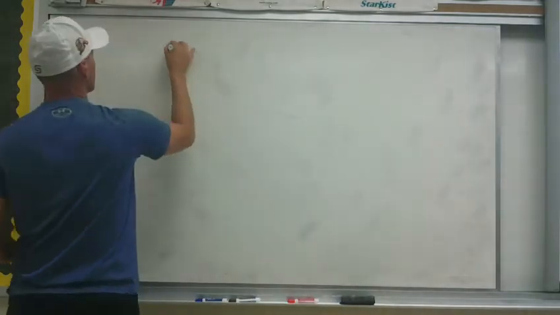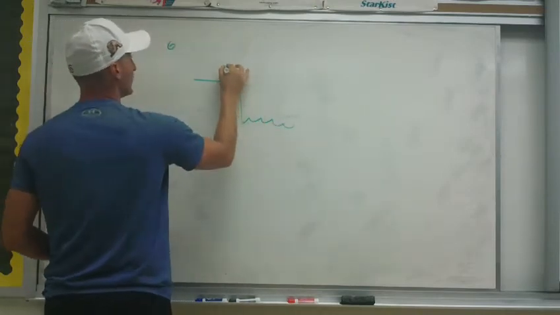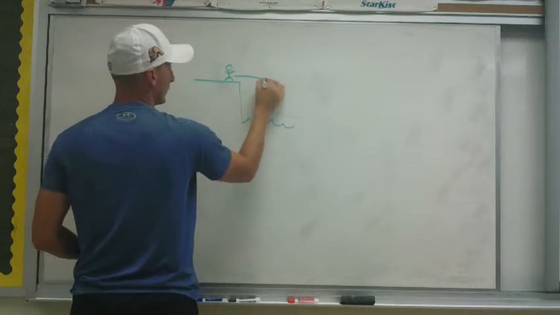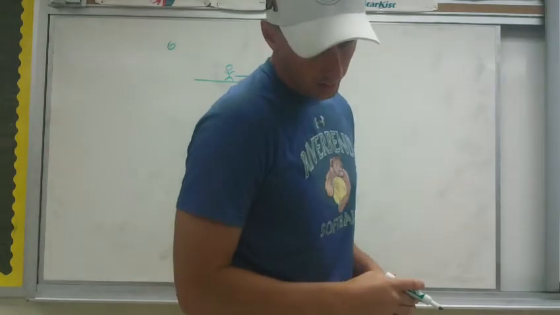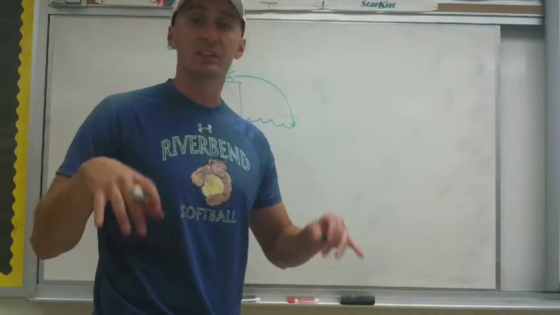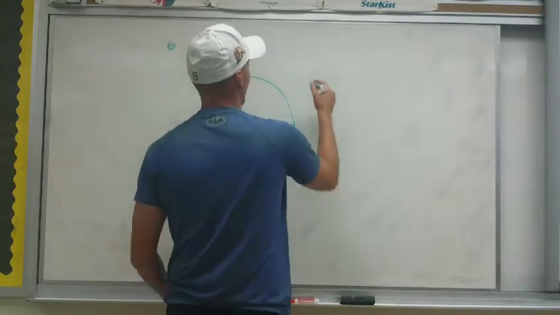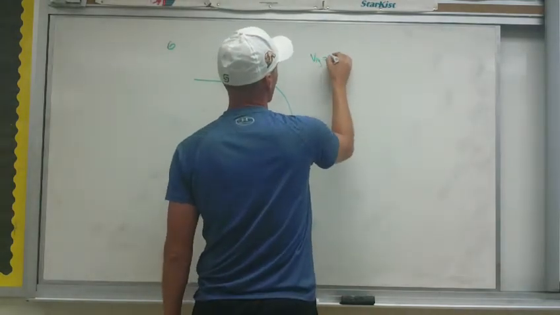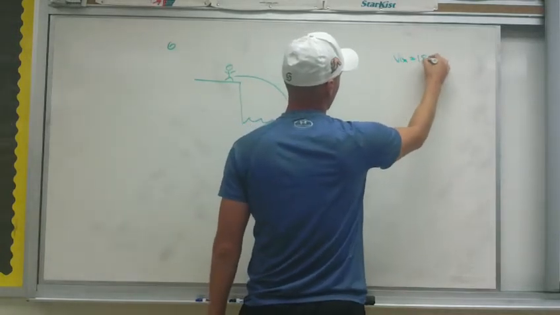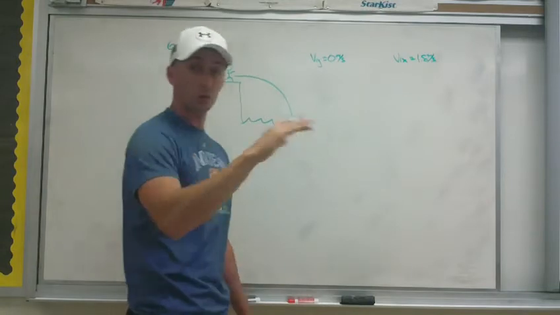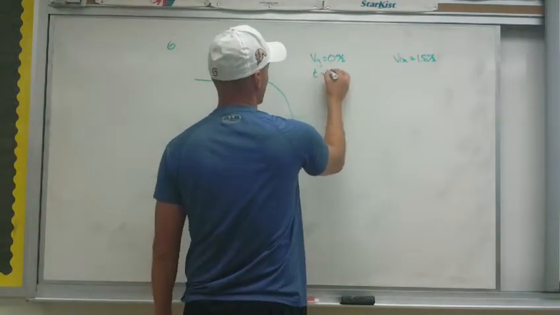Number 6. Diver, water. Let's see here. The key here is it says horizontally. So if you say horizontally, you know VIY is 0. If it gives you a velocity, which it does, it's going to be the VIX because it's going directly horizontal. It gives us the time, so I can use time in both directions.